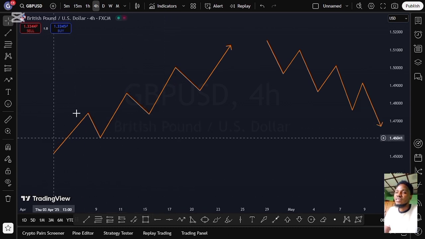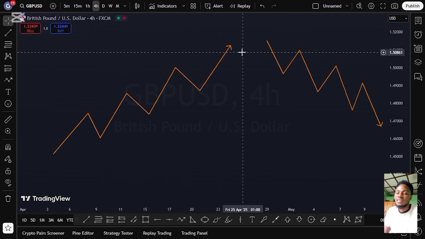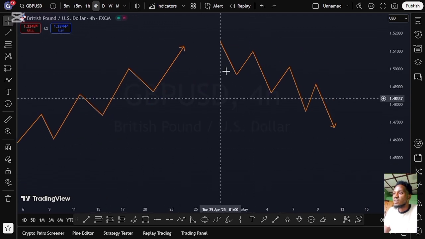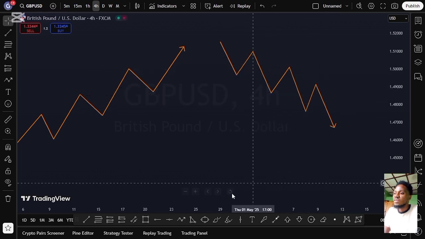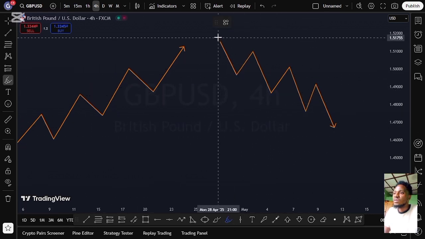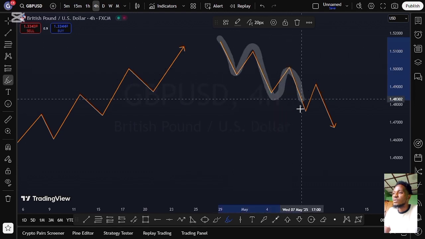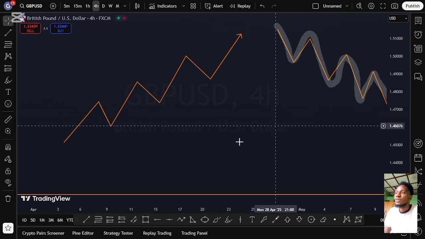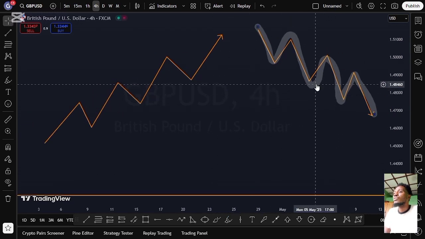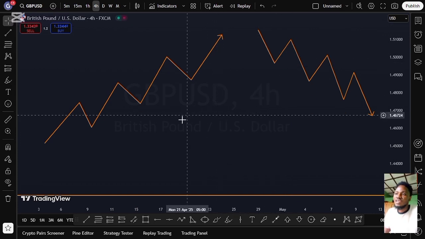So, understanding trend. This is a bullish trend: higher high, higher low, higher high, higher low, higher high. And a bearish market: lower low, lower high, lower low, lower high, lower low, lower high. Let me use this too. So this one: lower low, lower high, lower low, lower high, lower low.